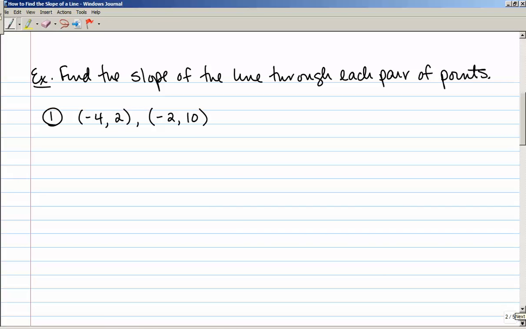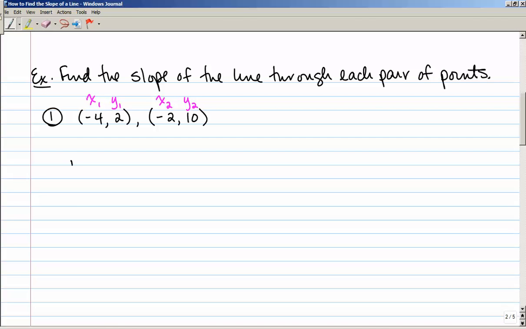First example, find the slope of the line through each pair of points. So we have -4, 2, -2, 10. If you're still having trouble figuring out which is x1, y1, and which is x2, y2, go ahead and label those. A lot of people make mistakes and mess up their coordinates. So go ahead and label them.